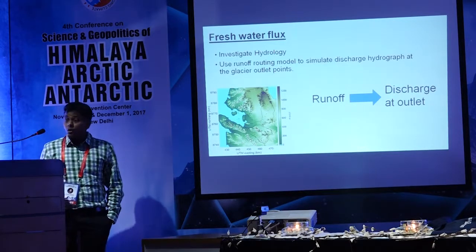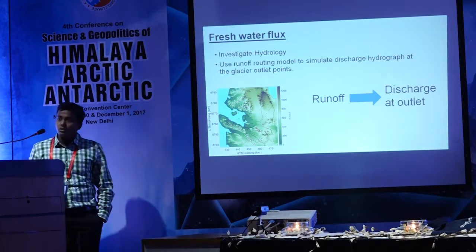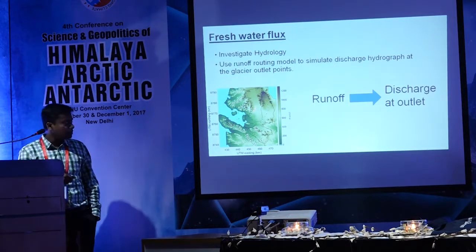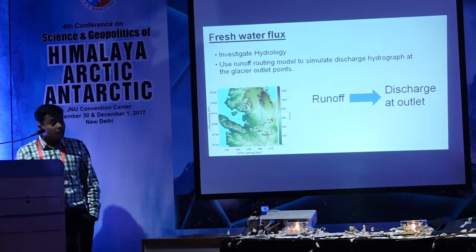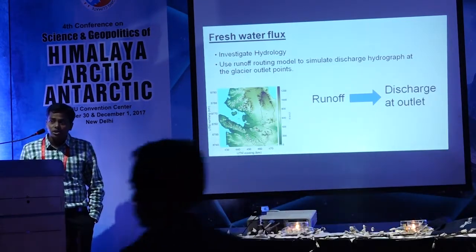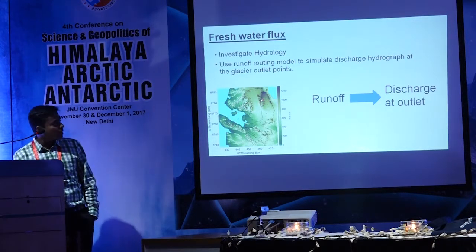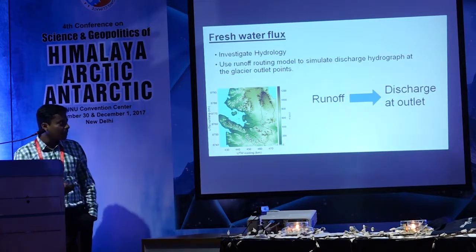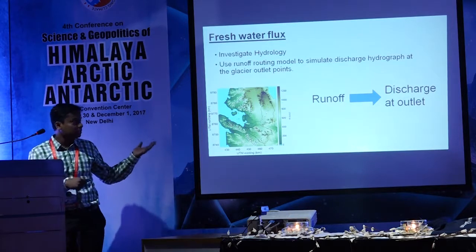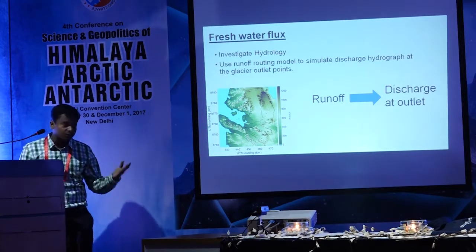Furthermore, we are interested to know the freshwater flux to the fjord. So the mass balance model calculates runoff in each location. And when this runoff is produced here, it takes some time for that water to travel to the glacier front. So we also investigated the hydrology and implemented a runoff routing model to route this meltwater from here to the glacier outlet point. So the main aim of this hydrology investigation was to calculate discharge from the runoff.